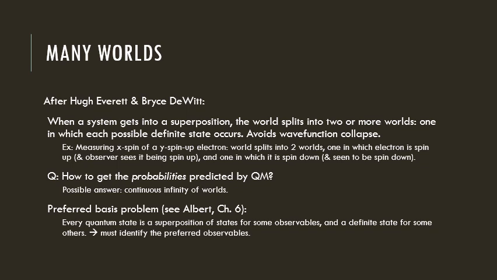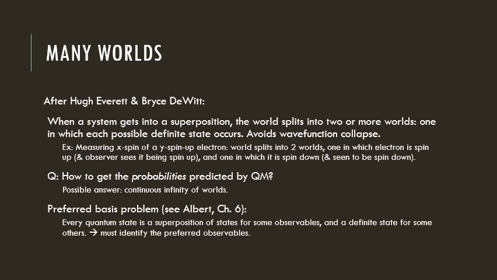Okay, now a couple of questions about this. You might ask, how do you recover the probabilities that are predicted by quantum mechanics? Because quantum mechanics gives you a certain probability of having a given measurement outcome. In the many worlds interpretation, every measurement outcome actually occurs. It just occurs for different observers in different worlds. So to explain where the probabilities come from, you have to say something like, well, the world splits into many different worlds, and the probabilities given by quantum mechanics are the proportion of worlds in which a given measurement outcome occurs.